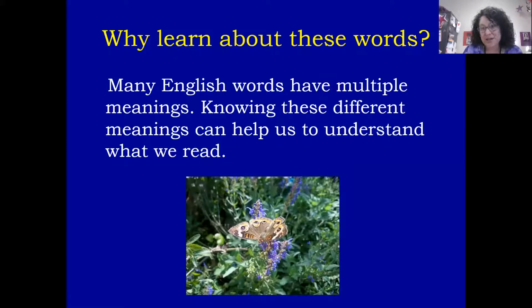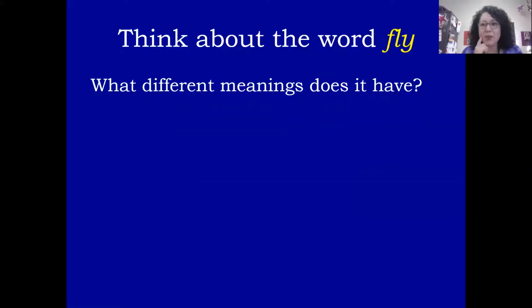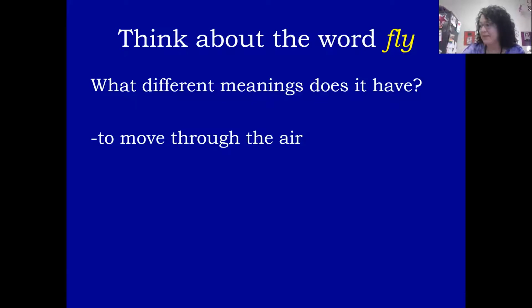Why do we want to learn about these words? Many English words have multiple meanings. Knowing these different meanings can help us understand what we read. That's why we're learning about them. Think about the word fly. What different meanings does it have? To move through the air, like something flies, like my spoon flies through the air, or a kind of insect.